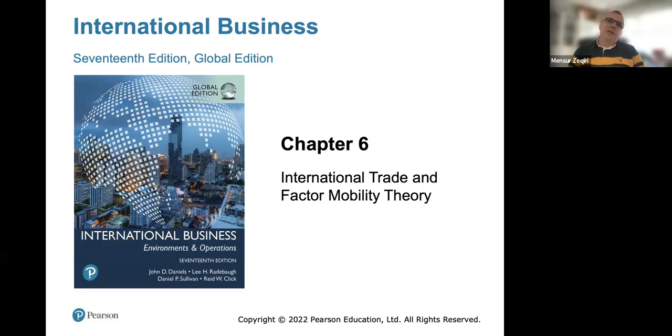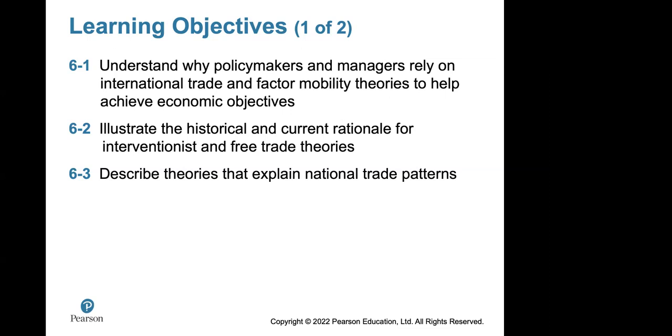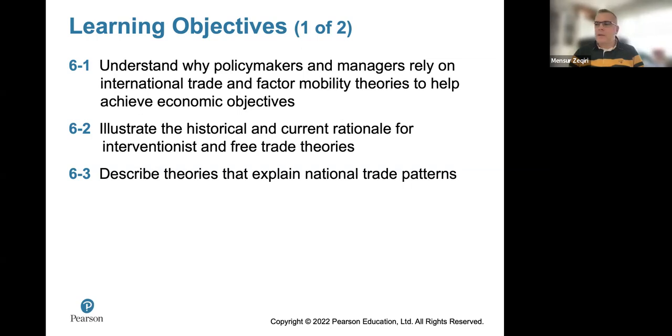So today we're going to start first by discussing international trade and factor mobility theory. What we will be mainly trying to do is to understand why policymakers and managers rely on international trade and factor mobility theories to achieve their economic objectives. We will talk a little bit about the historical and current rationale for interventionist and free trade theories, and talk about some of the theories that can help us explain the national trade patterns as well.